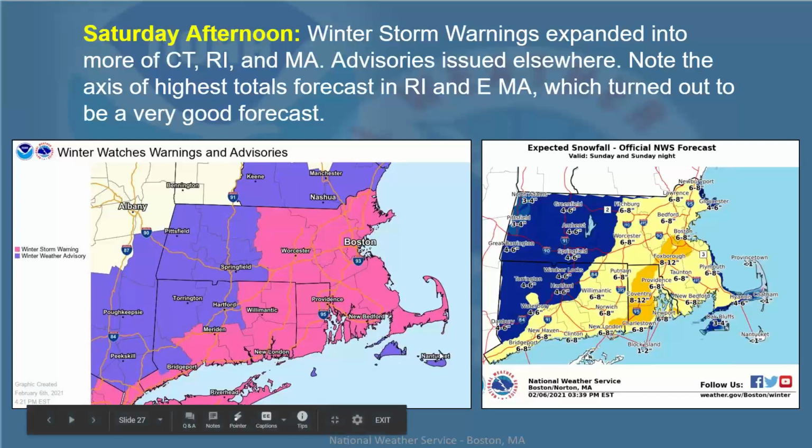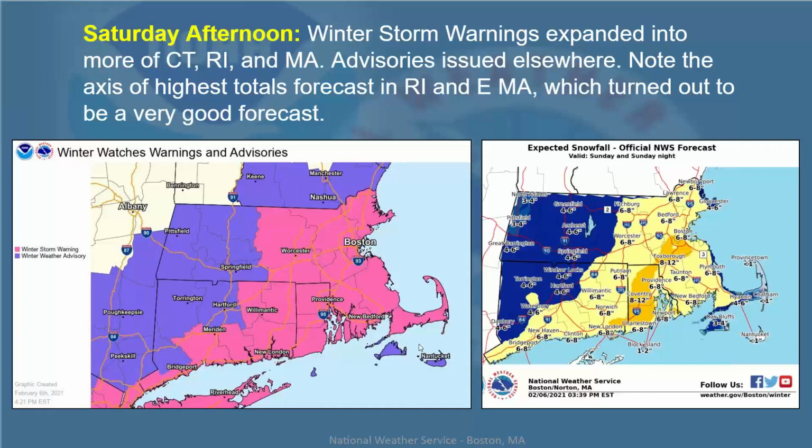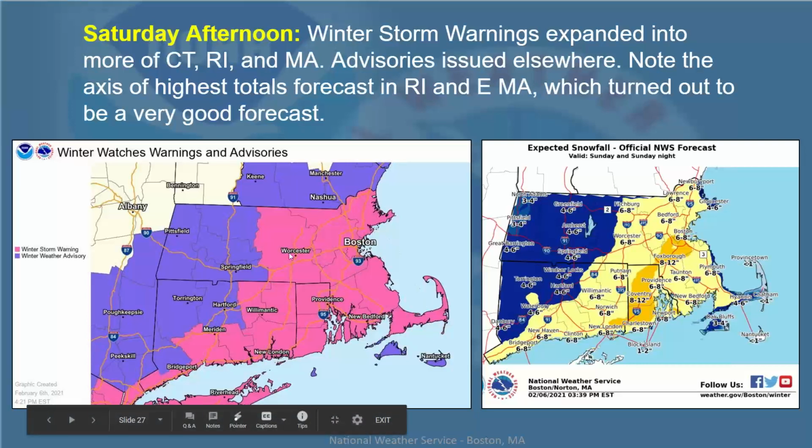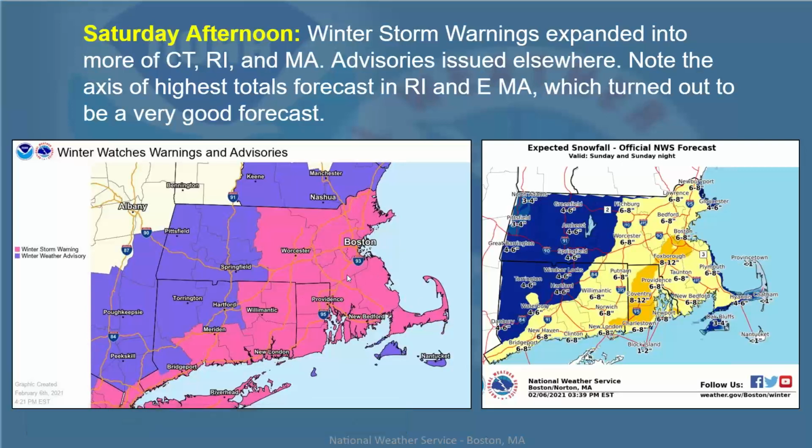And also the islands were downgraded as well because of, as Hayden mentioned, there were issues with precipitation type starting as rain and then eventually going over to snow. So that was going to hold down totals there. But really at that point, kind of the Boston, Providence, Worcester areas were expected to see the heaviest. But you can also see, which actually turned out to be a pretty good forecast, the heaviest snow was expected from Rhode Island up toward Boston and a band of 8 to 12 inch totals.